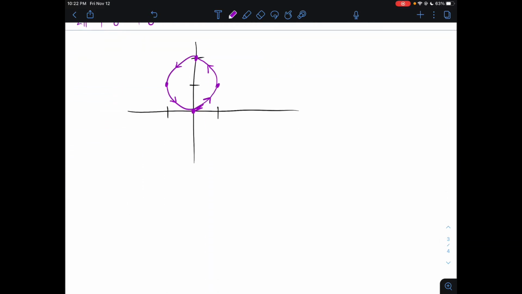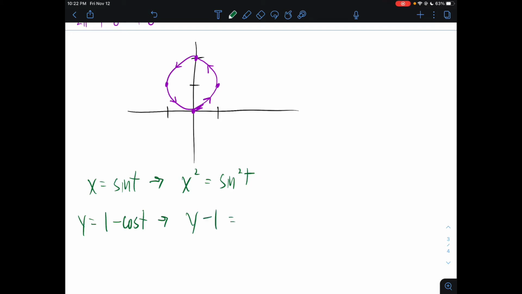So what we can actually do is this. X is equal to sine t, which means x squared is the same thing as sine squared t. Now we want something similar for cosine. We have that y is equal to 1 minus cosine t. We can rewrite this as y minus 1 is equal to negative cosine t. And then we can square both sides. And we find out that y minus 1, quantity squared, is equal to cosine squared t.